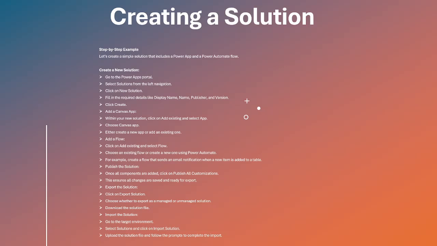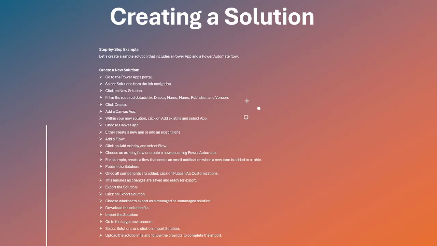Now we will learn how you can create a solution. So there is a step-by-step example to create a solution in Power Apps and also in Power Automate. To create a solution, you have to go to Power Apps portal or Power Automate portal, and then you have to select the solutions from the left navigation. You have to click on solution and then fill in the required fields or details like display name, publisher or version. Then you need to click on create.